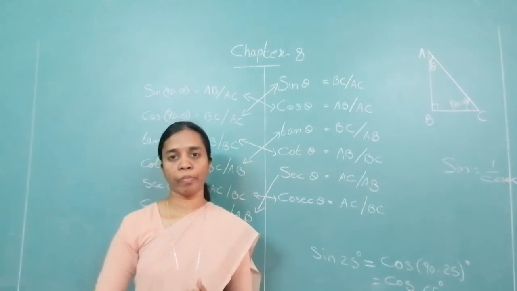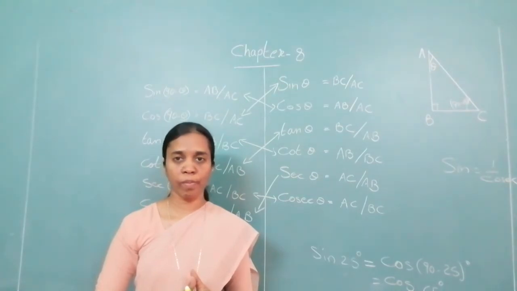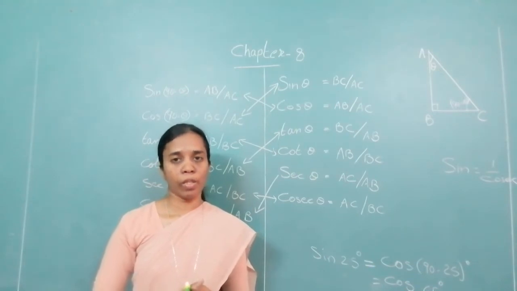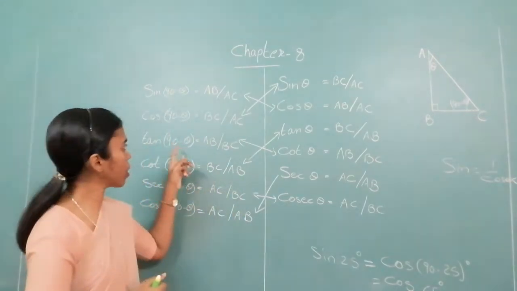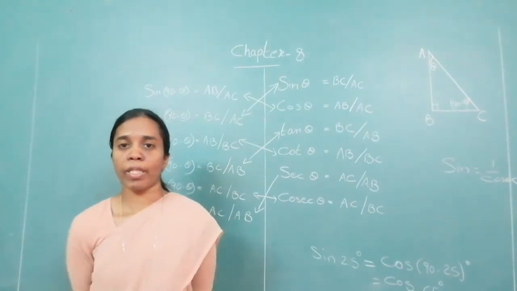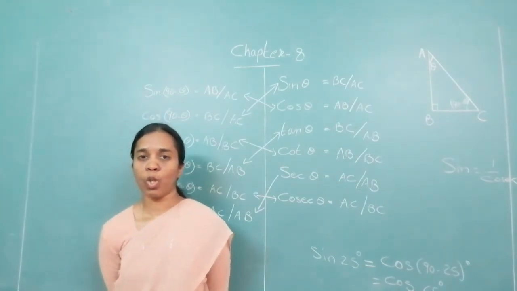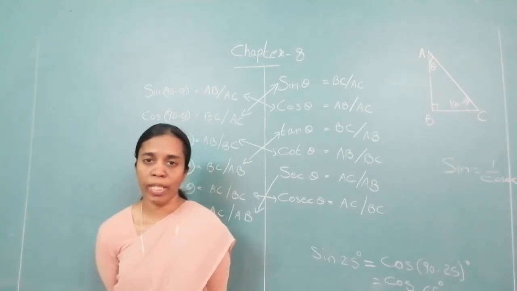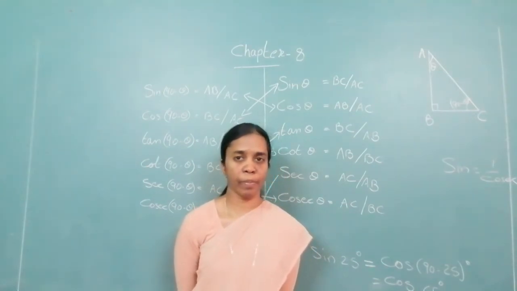Please write the formula. Write the heading: trigonometric complementary angle ratios. Please remember, complementary, the 90 is coming. Then write sin theta is equal to cos 90 minus theta. The 90 minus theta, please put it in the bracket. Cos theta is equal to sin 90 minus theta. Tan theta is equal to cot 90 minus theta. Cot theta is equal to tan 90 minus theta. Sec theta is equal to cosec 90 minus theta. And cosec theta is equal to sec 90 minus theta.